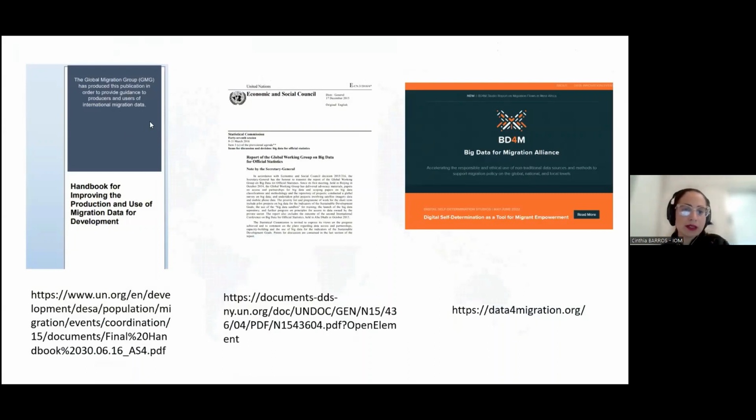The first one is the handbook for improving the production and use of migration data for development. It belongs to the Global Migration Group, which is larger than IOM, includes all UN consensus and guidelines on big data, which includes mobile data.